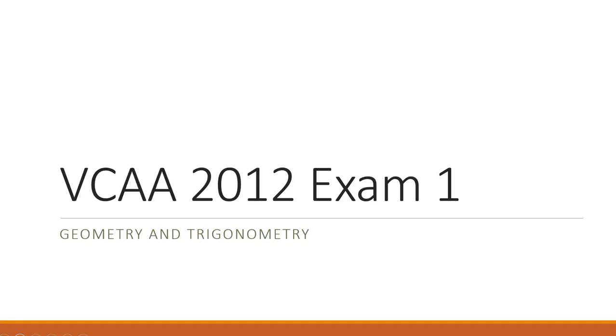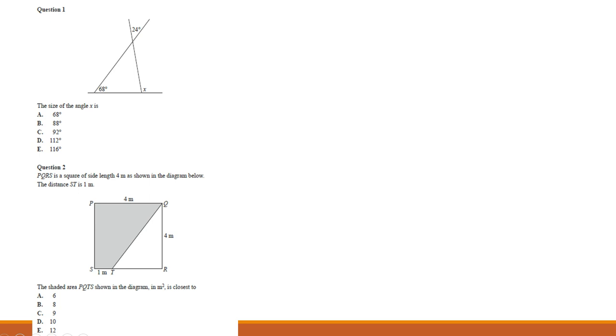Okay, this is the VCAA 2012 Exam 1 for Geometry and Trigonometry. Question 1, find the size of angle X. So vertically opposite angles, so therefore you know it's 24 degrees here. Then you use the exterior angle of the triangle rule. So 68 plus 24 equals X. So X equals 92 degrees. So the answer is C.